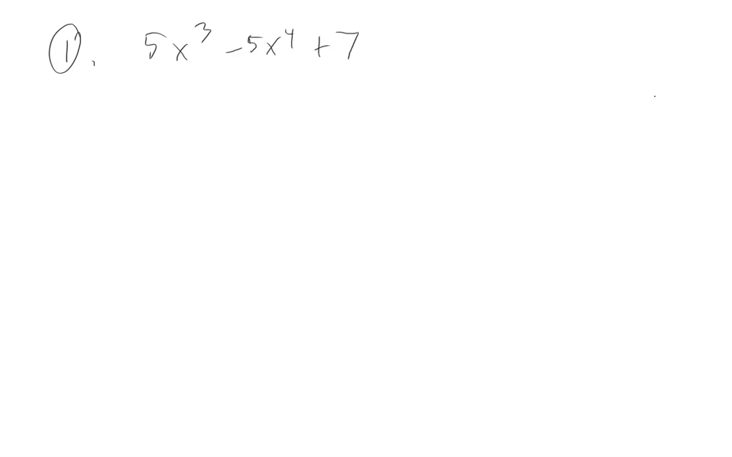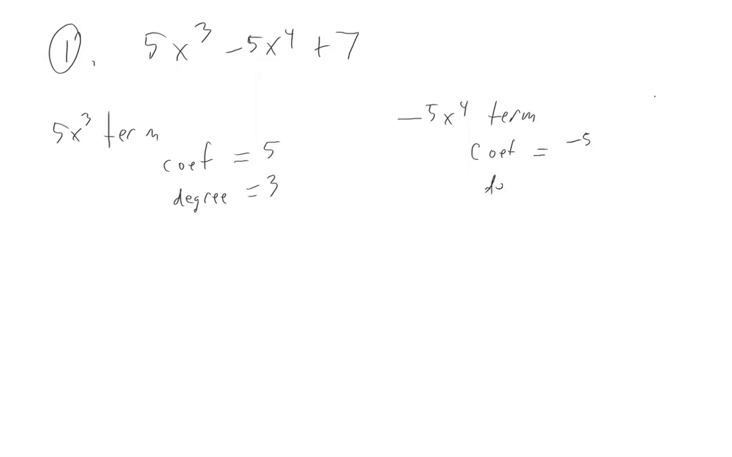Now, first of all, let's look at the 5x cubed term. The coefficient of that term is equal to 5, right? The degree of it is the power, which is 3. And then let's look at the negative 5x to the fourth term. The coefficient is equal to negative 5, and the degree is equal to 4.